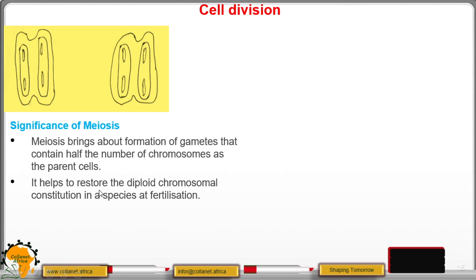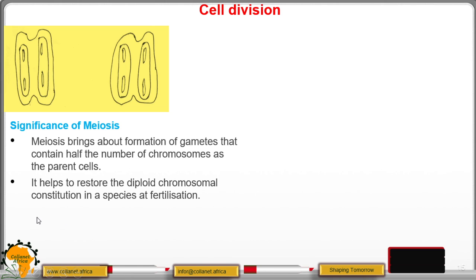It helps to restore the diploid chromosomal constitution in a species during fertilization. So for instance, if during fertilization we have this gamete which is having haploid, and then this one is also having haploid, when you combine an N from here and an N from the other side, we get 2N, which is the diploid state.